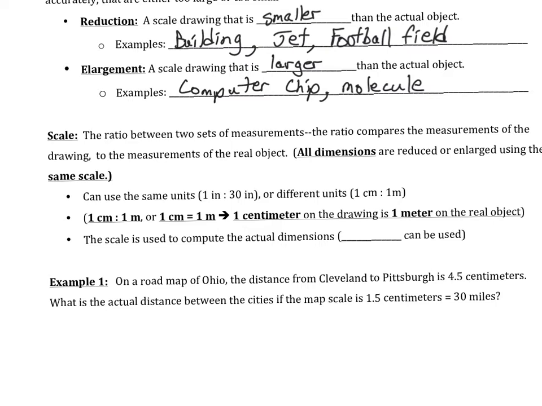You can use the same units, like 1 inch is the same as 30 inches, so 1 inch on a drawing is the same as 30 inches on the actual object, or different units. 1 centimeter is the same as 1 meter. Okay, when you're dealing with maps, we can't use the same units because we're talking about miles instead of inches. When you look at a map, you're looking at inches. When you look at the actual ground that we are traveling, you're looking at miles.